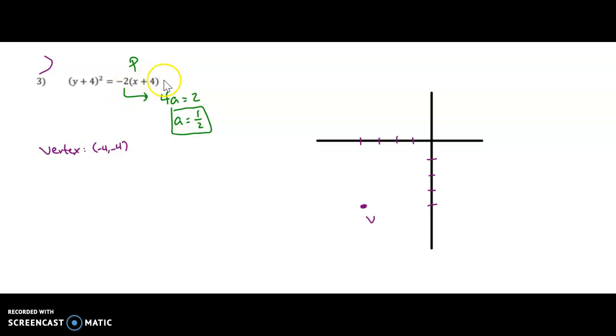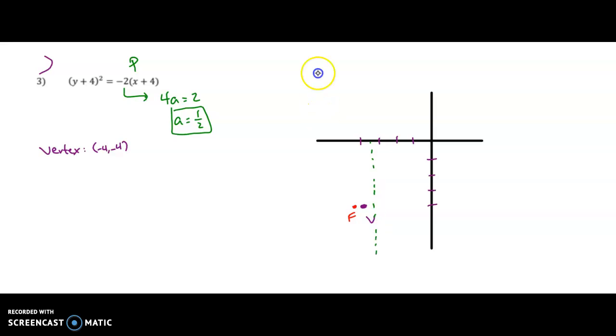I took the liberty here to solve for a. We know that -2 is represented by 4a, so that means a is 1/2. And for the parabola, remember a is the distance from the vertex to the focus and also to the directrix. And since this is opening to the left, I know that the focus is going to be right here, and then the directrix is going to be the vertical line over here.